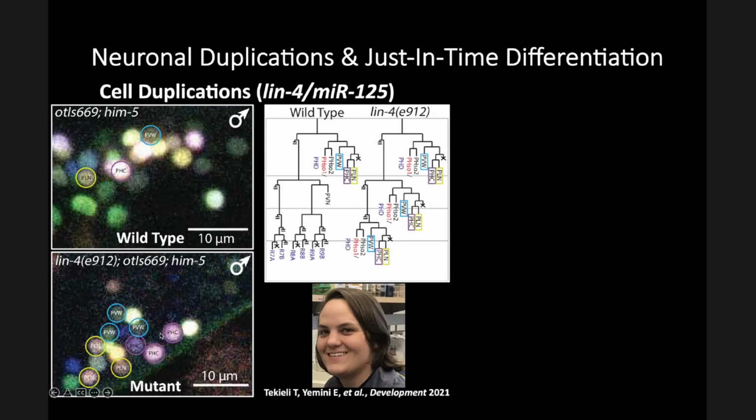And in the end, it's left with 3 neurons that are PVW when it was supposed to just end up with 1. And we can see that here. We see 3 cells, 3 neurons that look identical next to each other. And so our immediate conclusion is, hey, maybe a duplication took place. And this is what duplications look like: 3 PLNs and 3 PHCs in this mutant worm.